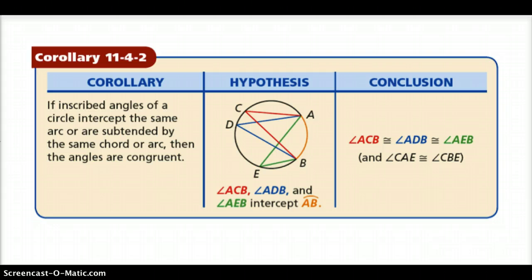So I'll just trace these. If you look at angle ACB, I'm going to trace over it, then maybe angle ADB, and then finally angle AEB. This intercepted arc is the exact same on all of them.